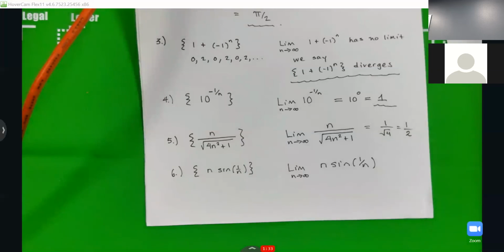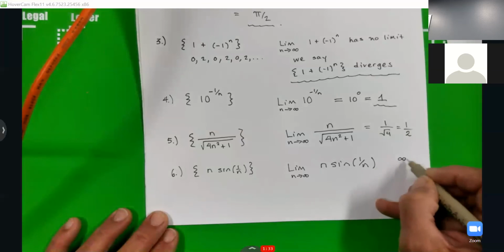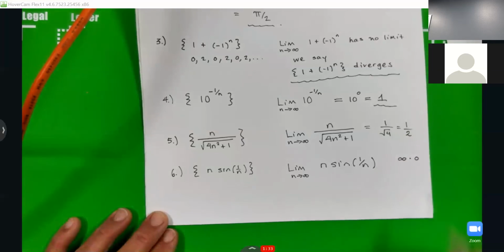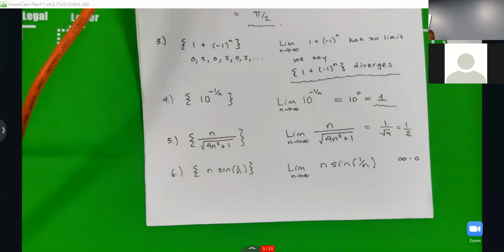So let's do this piece by piece. This first n goes to infinity. And here, as n goes to infinity, 1 over n goes to 0. Sine of 0 is 0, right? So this behaves like infinity times 0. What infinity times 0 is, I don't know.